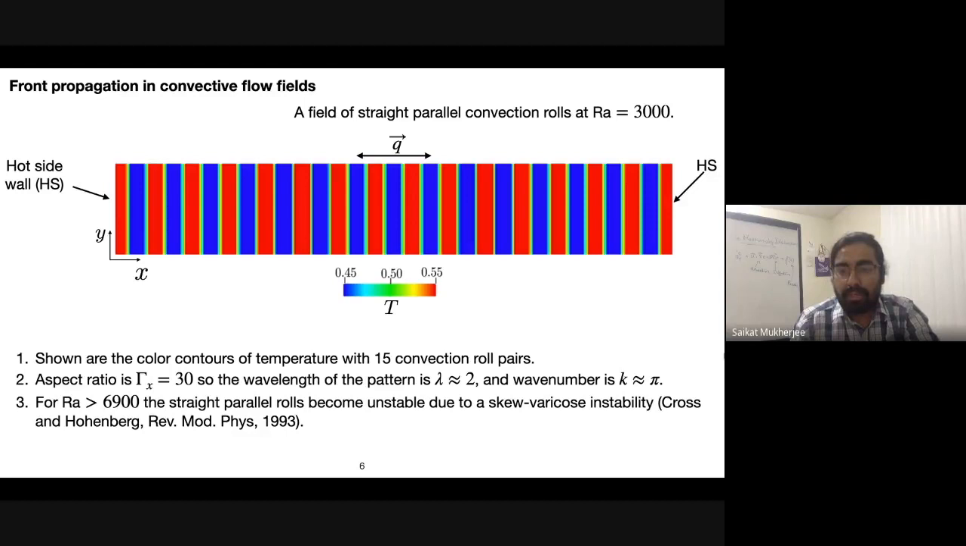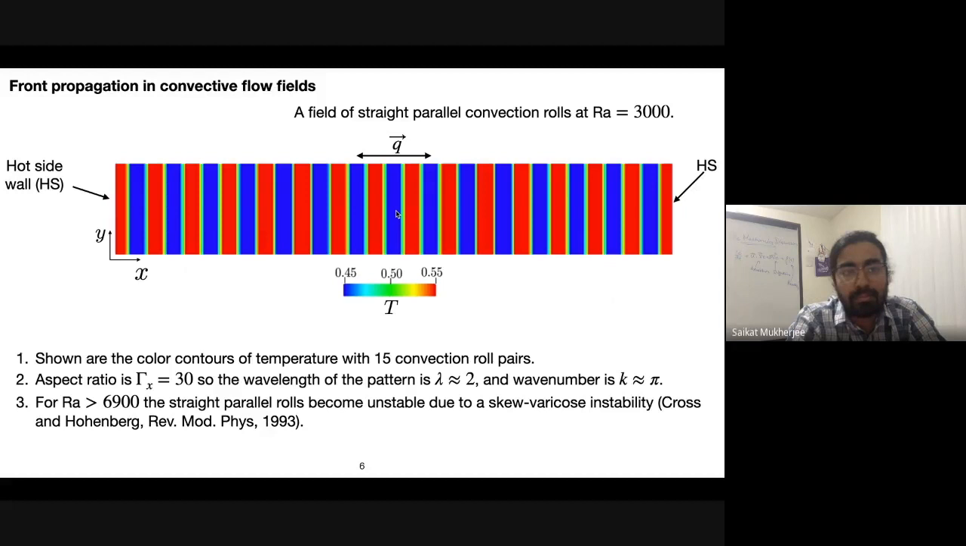Okay. So I'll move on then to the results. What we're seeing here is basically the XY plane of straight parallel convection rolls. Like I told you, from the XY plane, it will show up as stripes in your flow field. Red here is hot rising fluid and blue is cold descending fluid.